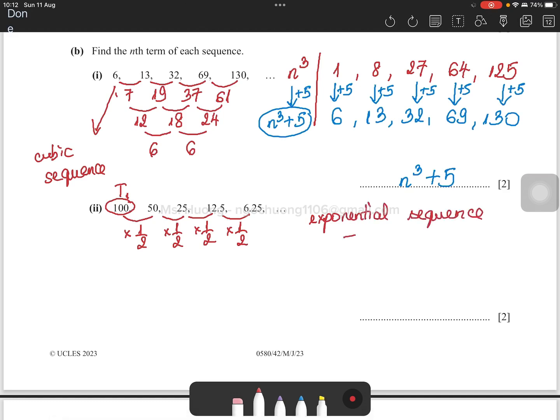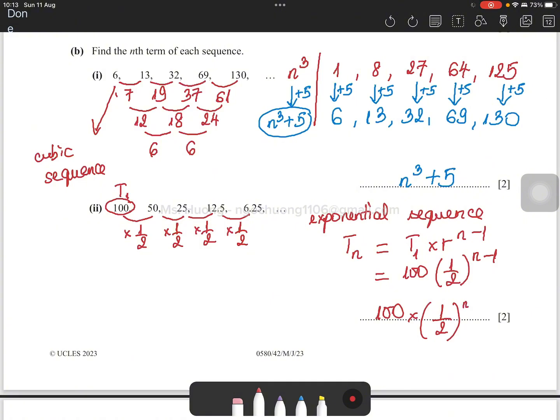You know the general form of an exponential sequence is Tn equals T1 multiplied by R to the power of n minus 1. In this case, T1 is 100, and R, the common ratio, is 1/2. So the final answer is 100 multiplied by 1/2 to the power of n minus 1.